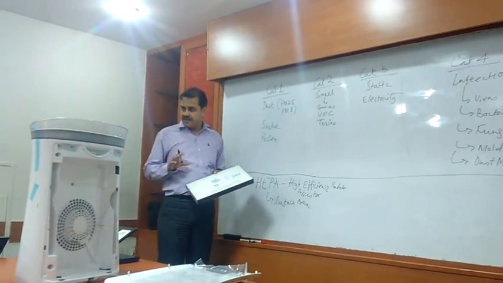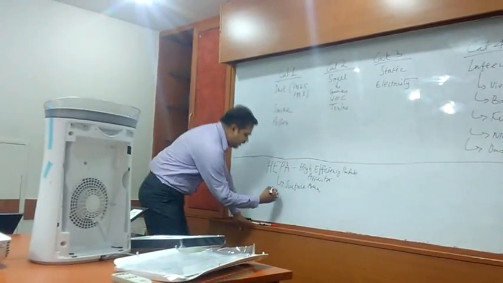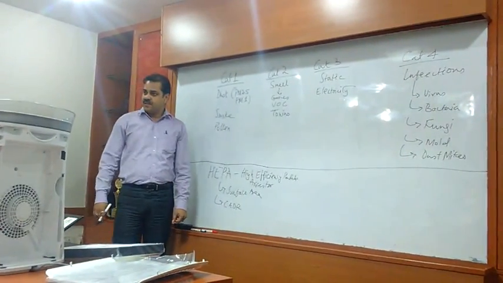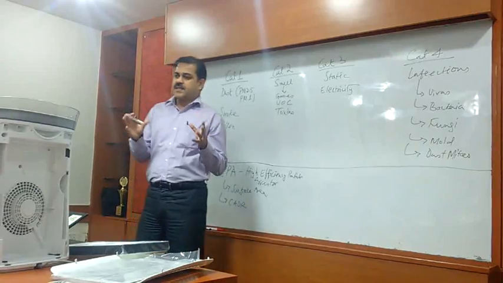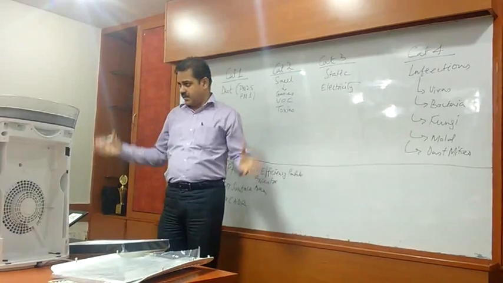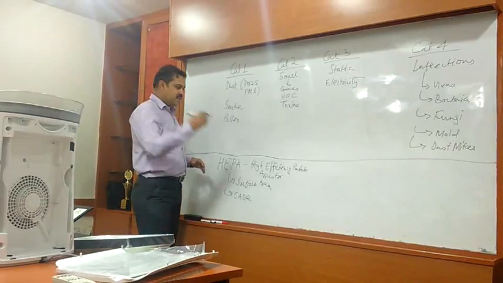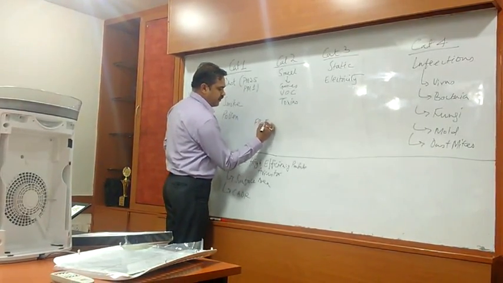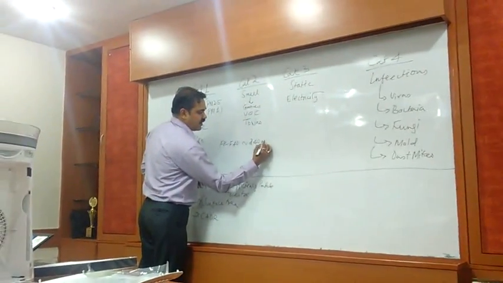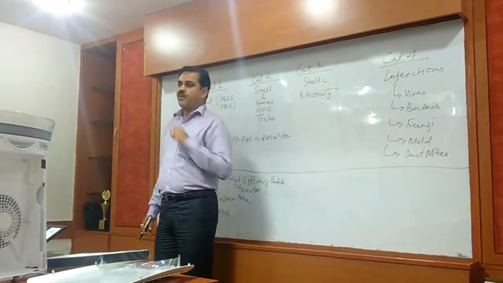The second parameter to judge the performance of the HEPA filter is the clean air delivery rate, CADR. So CADR is a definition of the volume of air which is cleaned in 1 hour, right? So let's say the CADR of this model FP-F40 is 240 meter cube per hour, right? 240 meter cube per hour.